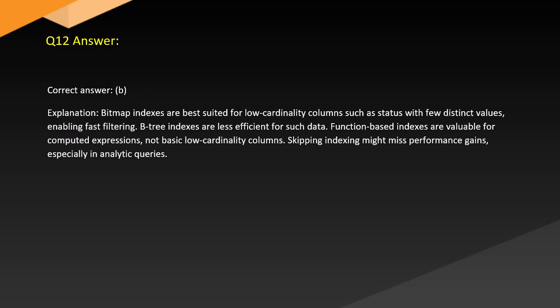Answer. Correct answer, B. Explanation. Bitmap indexes are best suited for low cardinality columns such as status with few distinct values, enabling fast filtering. B-tree indexes are less efficient for such data. Function-based indexes are valuable for computed expressions, not basic low cardinality columns. Skipping indexing might miss performance gains, especially in analytic queries.